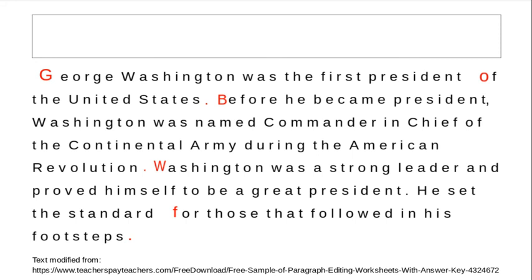George Washington was the first president of the United States. Before he became president, Washington was named commander-in-chief of the Continental Army during the American Revolution. Washington was a strong leader and proved himself to be a great president. He set the standard for those that followed in his footsteps. This is a correctly fixed paragraph. All the sentences are complete, there are no more fragments, and the capitalization and punctuation is also correct.